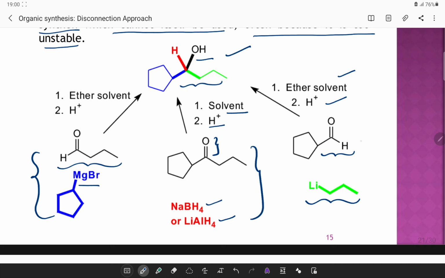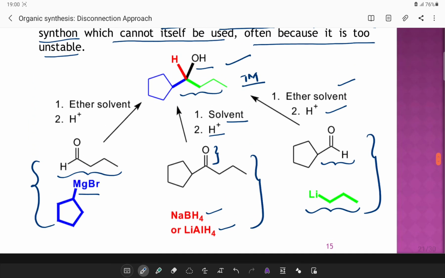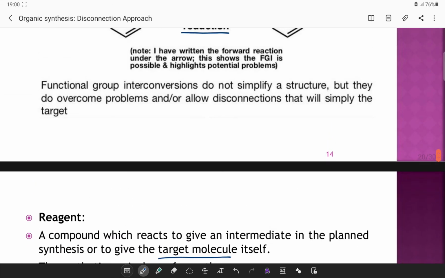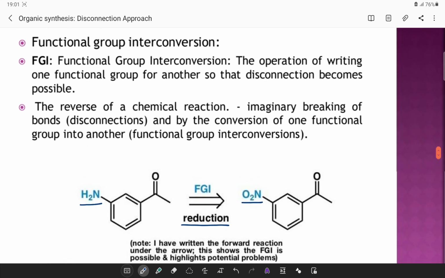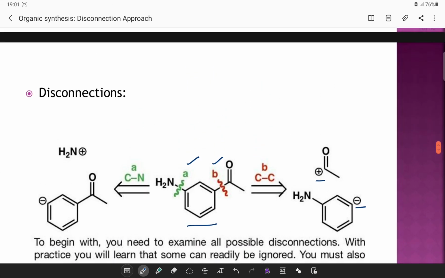So these compounds, which give me a forward reaction to achieve my target molecule, can be said to be reagents or synthetic equivalents respectively. So synthetic equivalents can also be called reagents. In this discussion, we have tried to learn about reagents and functional group interconversions. We have learnt about disconnection, as to how the disconnection should not be short-sighted, rather it should be completely far-sighted.